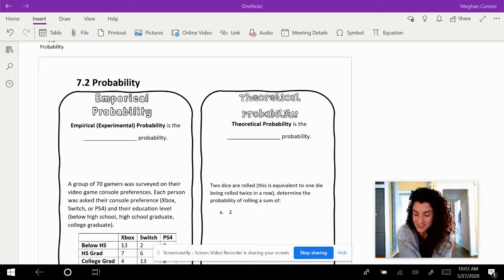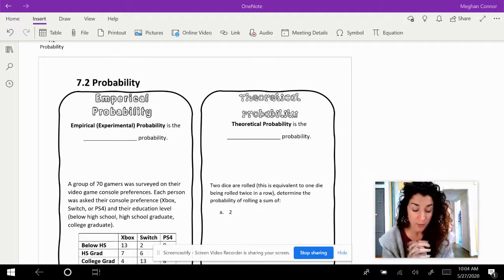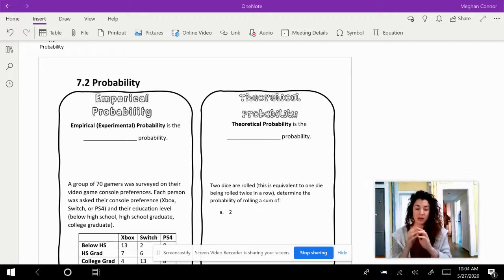Hello, ninth graders. So we are moving on from permutations and combinations and the fundamental counting principle, which are all about finding the number of possible occurrences. So we're going to talk about why that matters as we are now delving into probability. At the very beginning of this probability lesson, we're going to talk about the difference between empirical probability and theoretical probability.